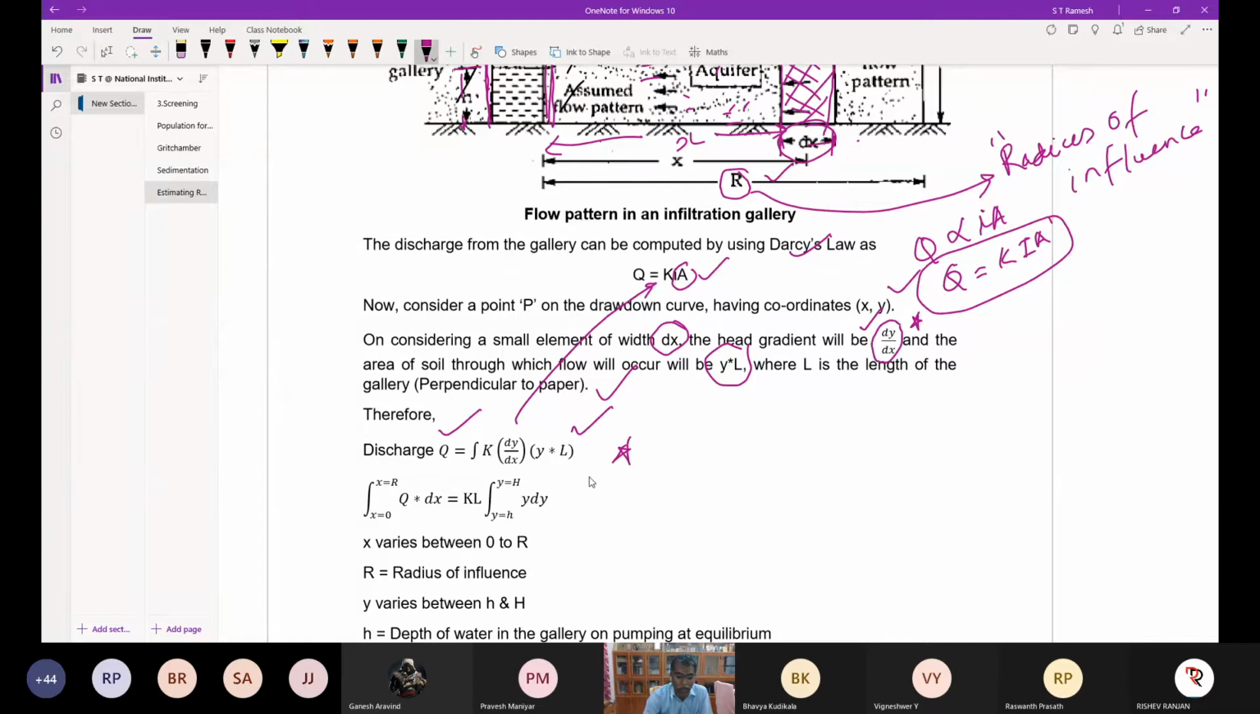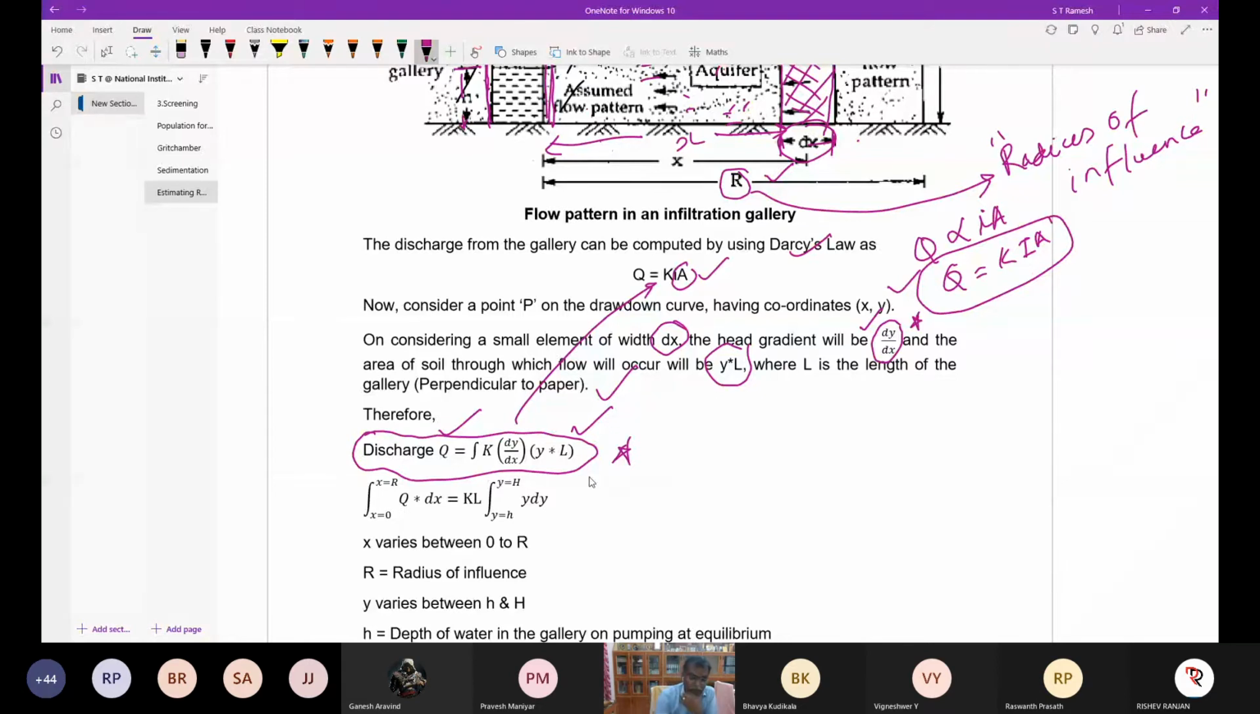All the others may be very simple. If I am able to write this discharge equation, all others are easy. Q is equal to the integration of K into I, again the head gradient, which is dy by dx, and the area of the gallery, which is y into L, where L is the length of the gallery perpendicular to the board or your screen.